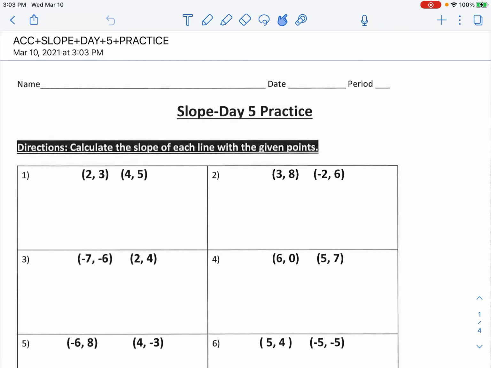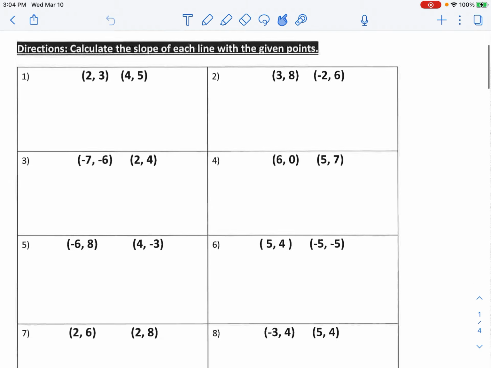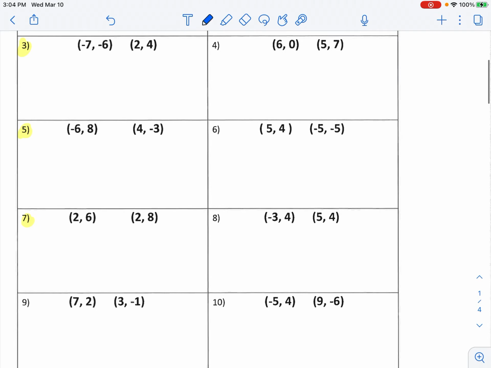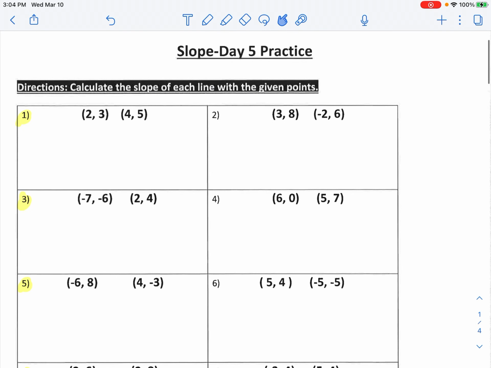Good morning. If you could not be at school today, we did the odd problems together, and you're going to do the evens on your own tomorrow and submit the evens for a grade. To make everything real obvious here, we're going to do 1, 3, 5, 7, and 9 together, and then you'll complete the rest on your own. Directions: Calculate the slope of each line with the given points.